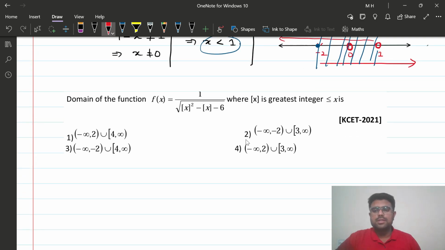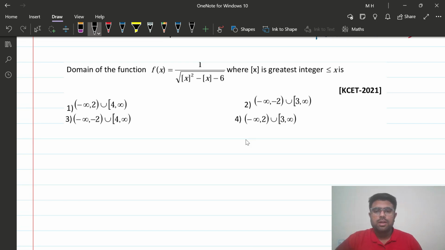Coming to the next question. The next question says the domain of the function. The domain of the function f of x is equal to so and so. Now again, to find out the domain of a function, I have only two criteria. The first criteria is the denominator should not be 0, and within the root I need to have a positive number. Now look, this square root in the f of x is in the denominator.